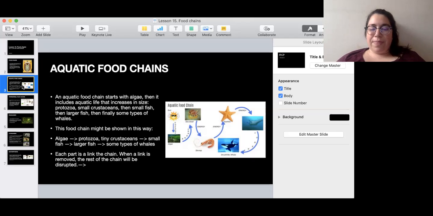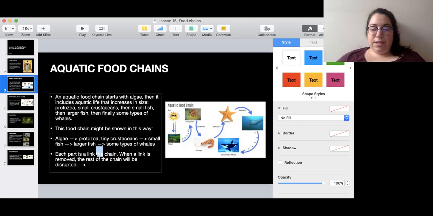So you can show this food chain in this way. Algae gets eaten by protozoa or crustaceans. Then protozoa gets eaten by small fish. Small fish gets eaten by larger fish. And then larger fish is eaten by a type of whale. So each part is a link of the chain, okay?